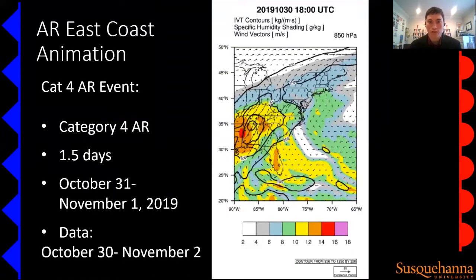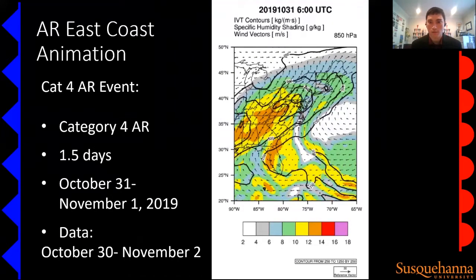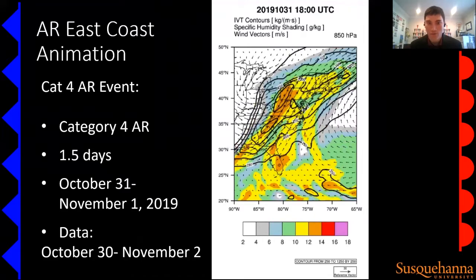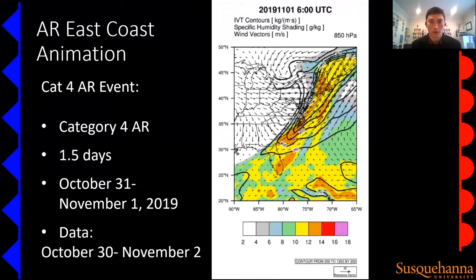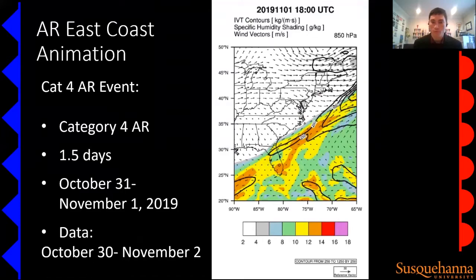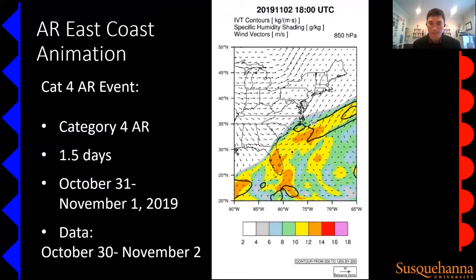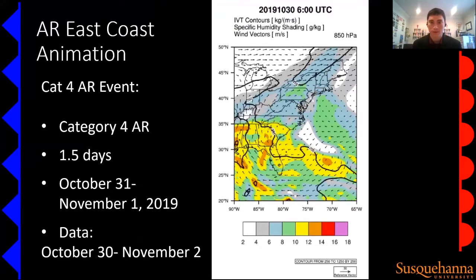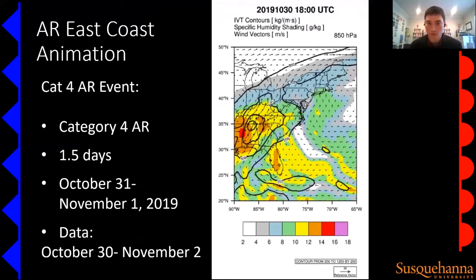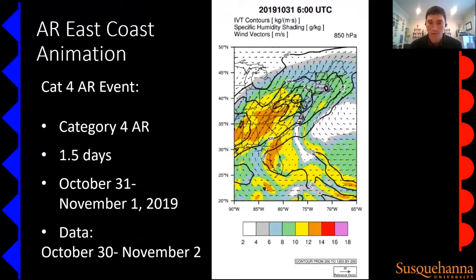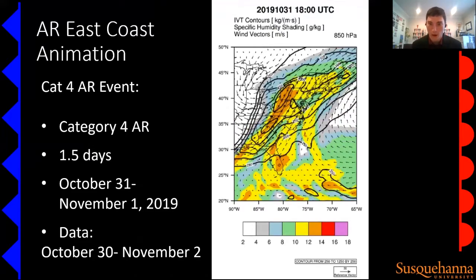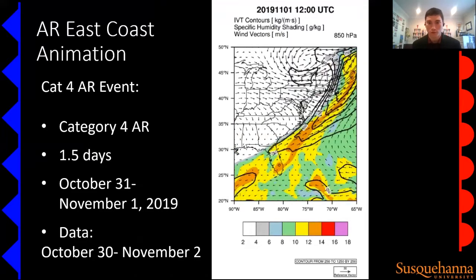This shows an AR moving during the late October to early November period. It's a Category 4 AR, and it lasted 1.5 days. But like I said, this happens during the cold months, and you can see that through the low specific humidity as represented by the white after the AR kind of moves through the area.